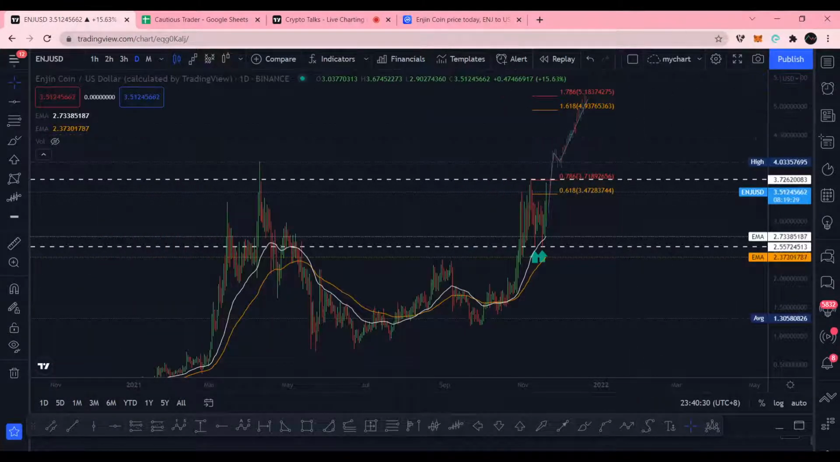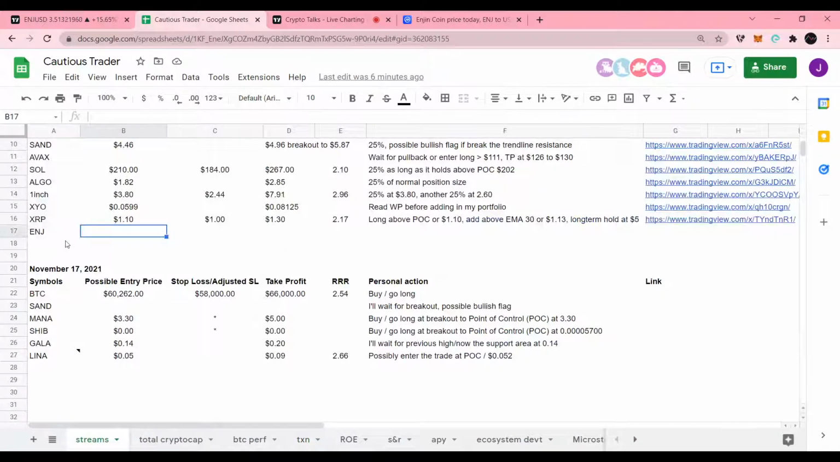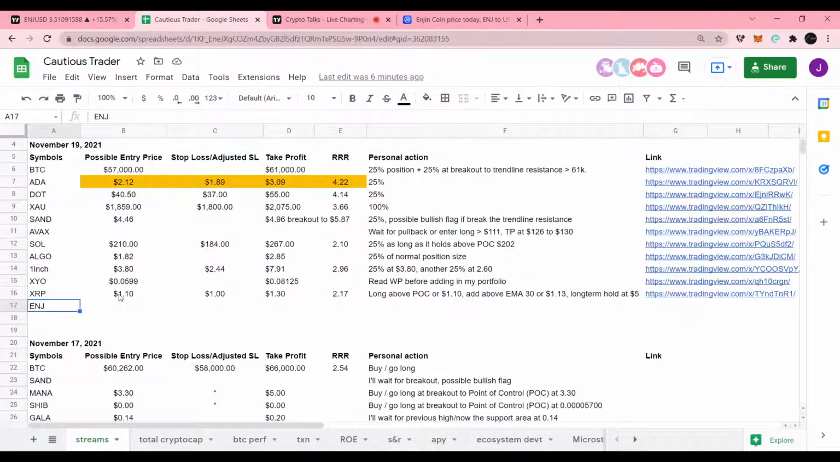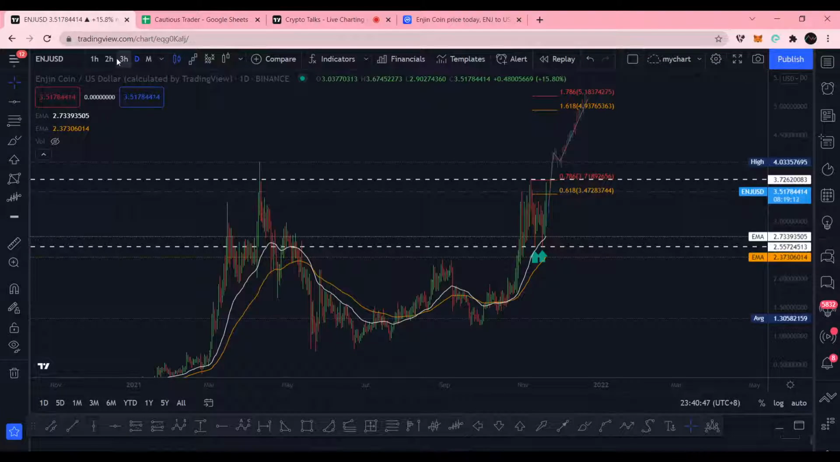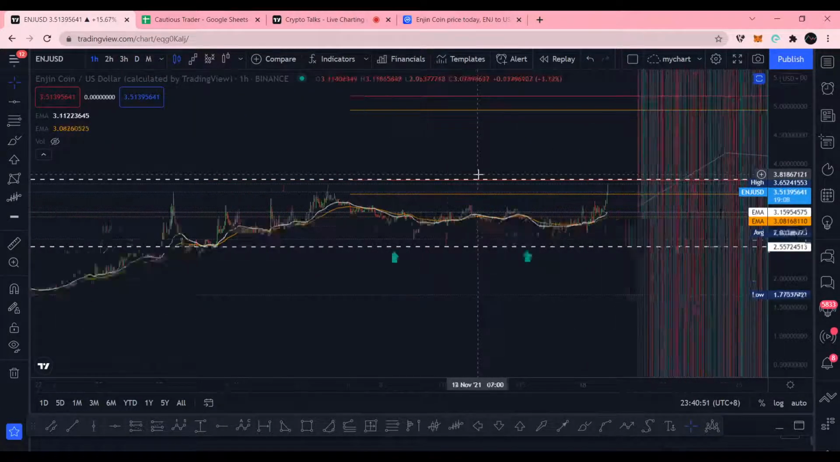I don't know if I already traded this ENJ or the one, this Chalice. I almost forgot. But what I always remember is Mana and Sand, because I've been watching Mana and Sand over the past few days. So anyway, let me just go to my time frame.